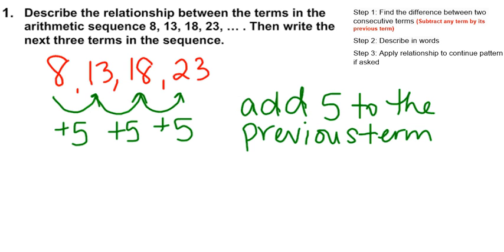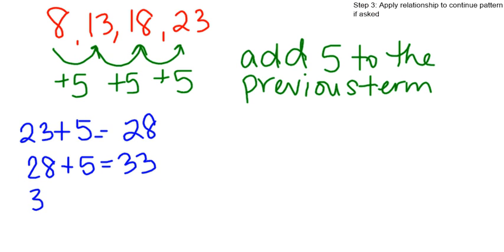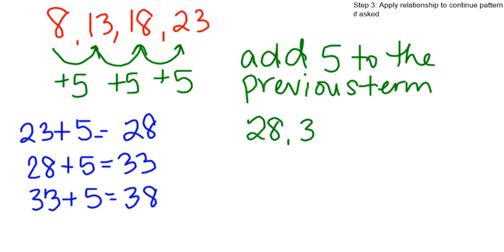Okay, and then if we want to continue this pattern, all we have to do is keep extending the pattern. So we're going to say 23 plus 5, and that equals 28. And then we're going to take 28, add 5 to that, and that equals 33. And then we're going to add 5 to 33, and that equals 38. So if we're going to continue this pattern, we would say the next three terms are 28, 33, and 38.